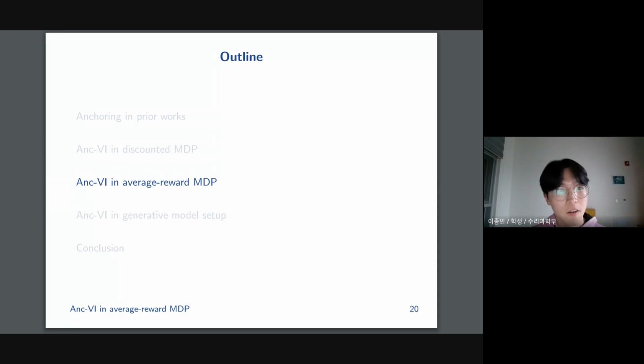Now let's move to the average reward MDP, if you don't have questions. Yeah, we can move on.